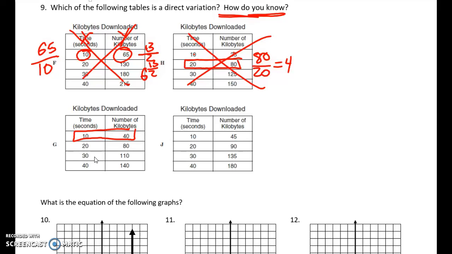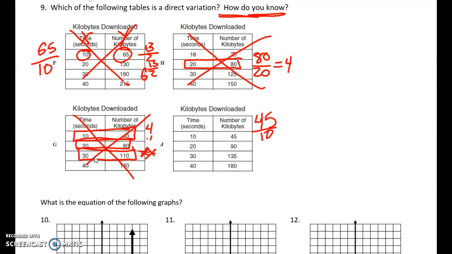40 over 10, that's 4. 80 over 20, that's 4. 110 over 30 is not equal to 4. That's not 4, so that can't be a direct variation, which means it has to be J. But let's just check it out to make sure.